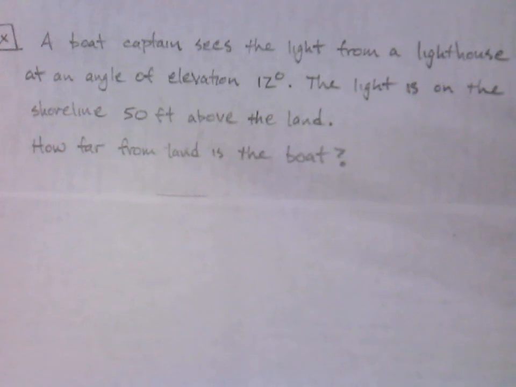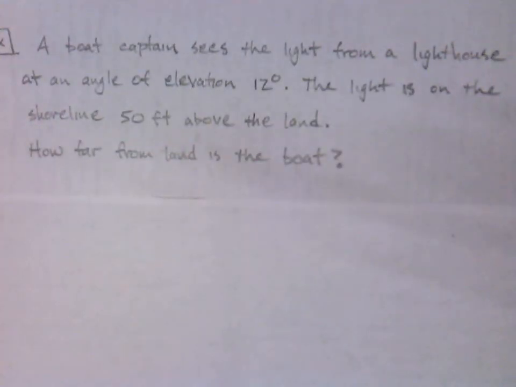So this is a good one. A boat captain sees the light from a lighthouse at an angle of elevation 12 degrees. So he's looking out and up a little bit. 12 degrees up, he sees the light from the lighthouse. The light is on the shoreline, of course, 50 feet above the land. So that's how tall the lighthouse is, right? How far from land is the boat? So that'd be good for him to know, and he can calculate that.